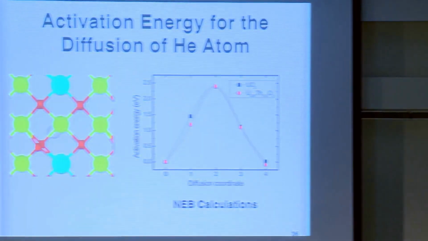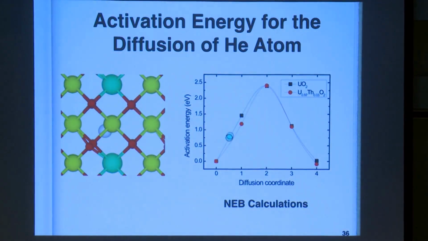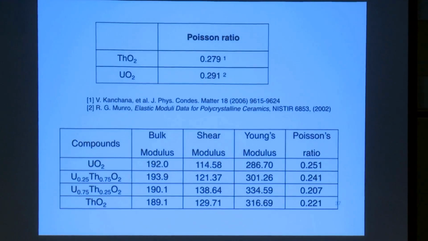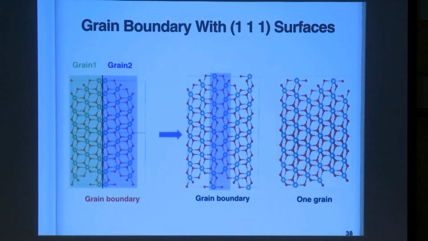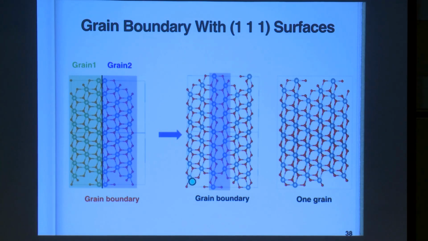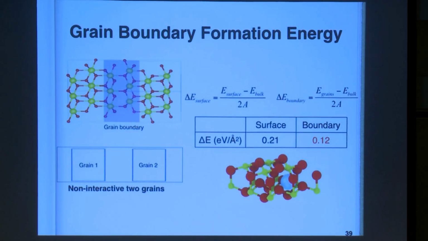Here we calculated the activation barrier using NEB calculations. The activation barrier is very high actually. So we thought that probably helium just goes to a grain boundary, not in the bulk phase. And we set up grain boundary models to estimate the energy of helium incorporation. We found out that 1 to 1 bulk phase can form grain boundaries. This grain boundary is much more stable than two independent grains. You see here, the energy is much more favorable.